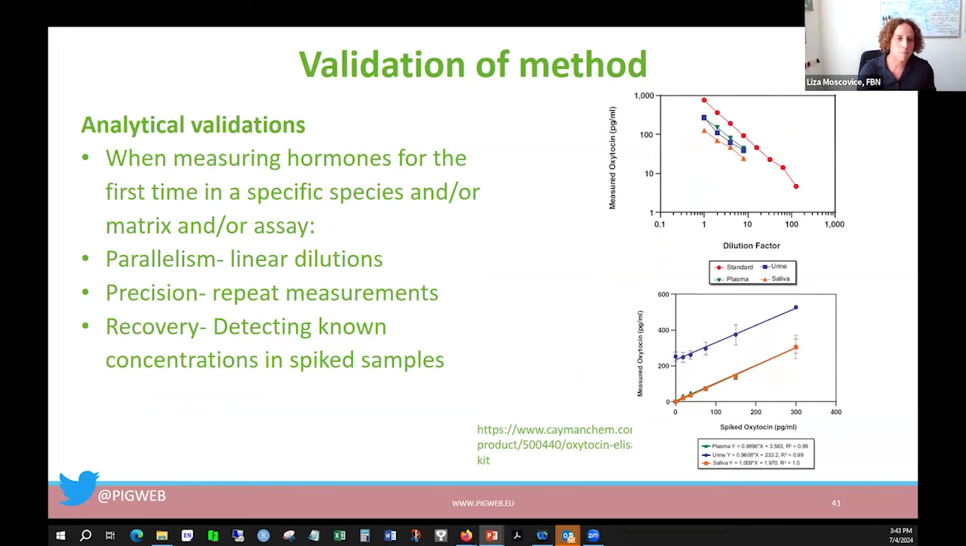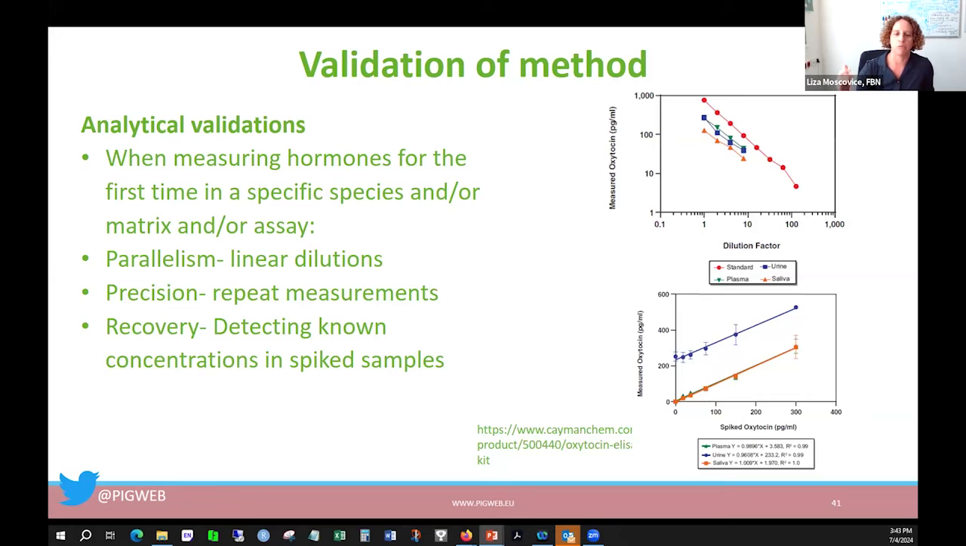So just to wrap up basically, run validations of your measurement. And these include some we've already talked about, the precisions, so repeat measurements of your concentration of oxytocin in a pooled sample, the parallelism or linear dilutions of the oxytocin in saliva compared with the standard curve. And this is shown here, the validations for the kit we use, which is from Cayman Chemicals for salivary oxytocin. And so you can see their validation of oxytocin in saliva compared to the standard.